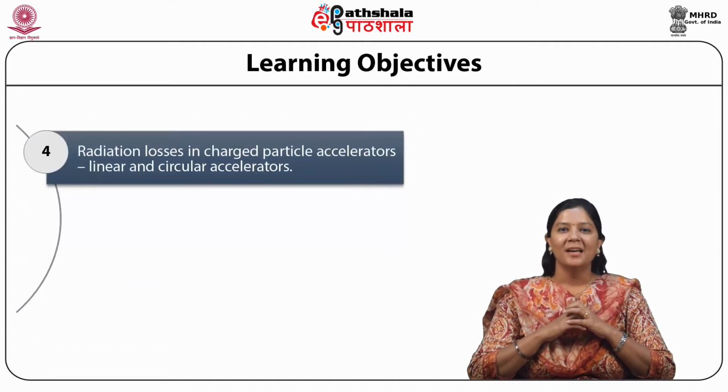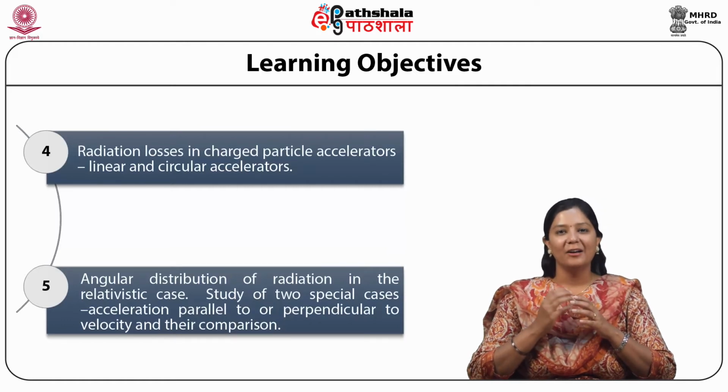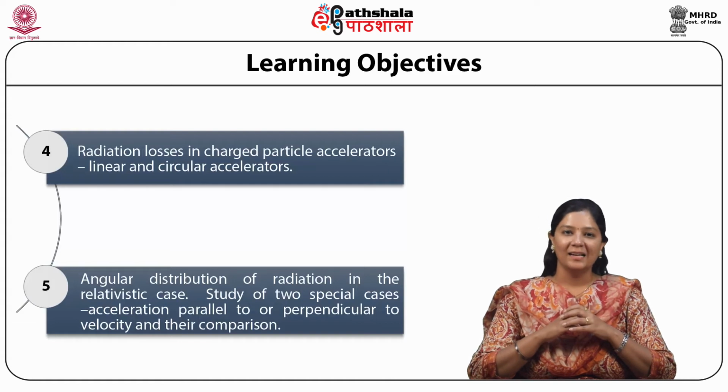Radiation losses in charged particle accelerators, linear and circular accelerators. Angular distribution of radiation in the relativistic case, study of two special cases, acceleration parallel to or perpendicular to velocity, and their comparisons. As we have emphasized again and again, one of our main tasks is, given a source, to find the fields and ultimately the radiation produced by it.